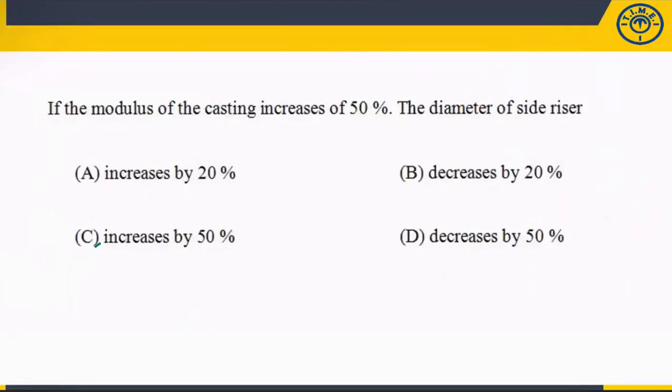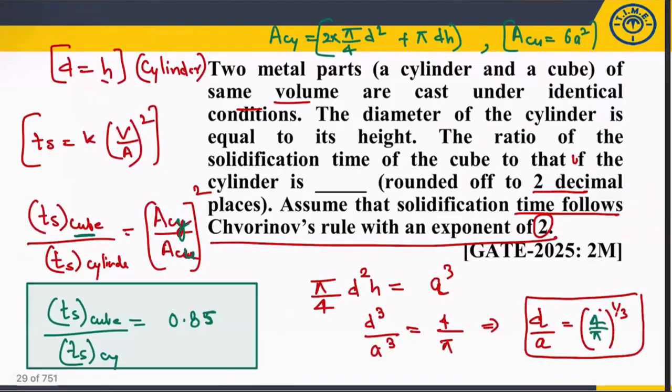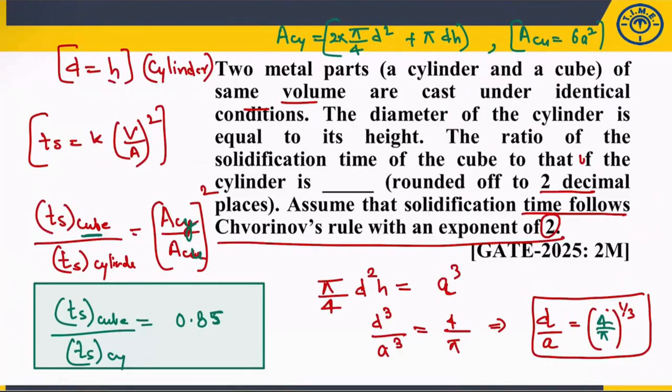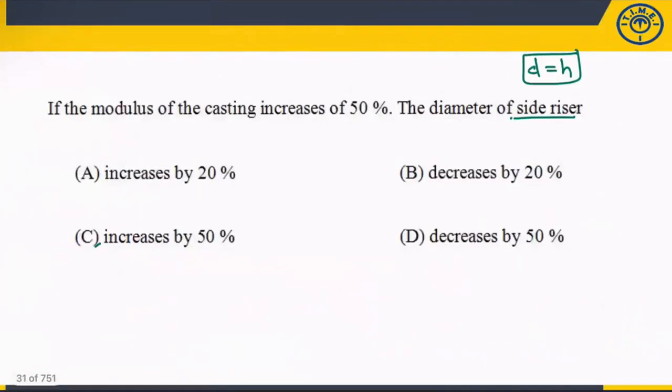Now, if modulus of casting is increased by 50%, what is the diameter of side riser? Diameter of side riser. So they have mentioned a side riser. Side riser means D is equal to H. The height of the cylinder is equal to the diameter. If they have mentioned that, that is the meaning of side riser. Sometimes they will mention this also. You can see here the diameter of cylinder and height are equal. That is nothing but the side riser.